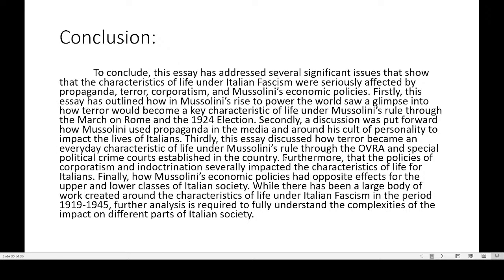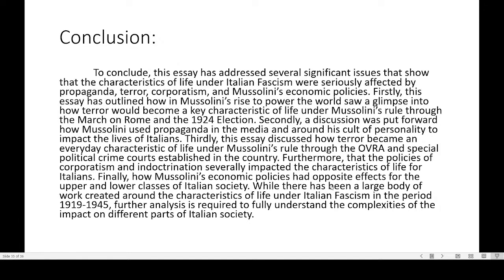Thirdly, this essay discussed how terror became an everyday characteristic of life, that word, under Mussolini's rule through the OVRA and the special political crimes courts established in the country. Furthermore, the policies of corporatism and indoctrination severely impacted the characteristics of life for Italians. Finally, how Mussolini's economic policies had opposite effects for the upper and lower classes of Italian society. And I could have added another sentence there, that caused further division among social classes in Italian society. Now I'm going to try and include that kicker.